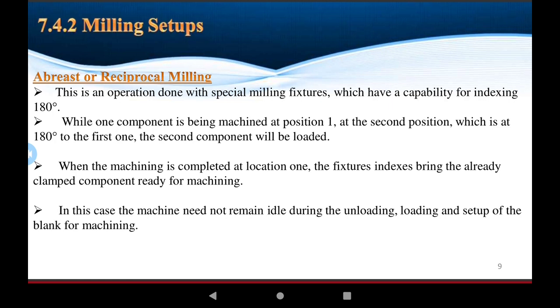And the second job is also ready on the machine tools, to perform the work operation of the other jobs. Okay. And there is the regular work performed by the machines, and some of the holding devices work properly. And in this case the machine needs to not remain idle during the loading and unloading.